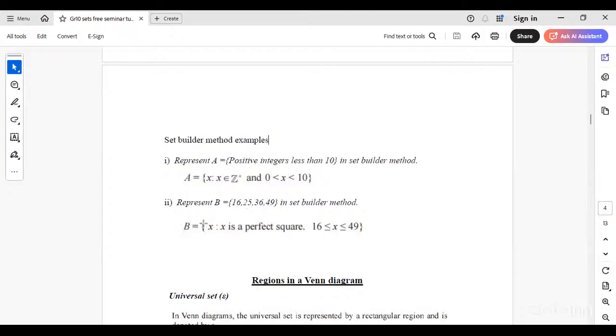So B equals {x : x is a perfect square, 16 ≤ x ≤ 49}. Again, x is the variable we are finding here. x is a perfect square, and x should be greater than or equal to 16, because you can include 16 as well, and less than or equal to 49. This is how you represent the set builder method for 16, 25, 36, 49, which are perfect squares. I hope you understood this part, a simple part, right?